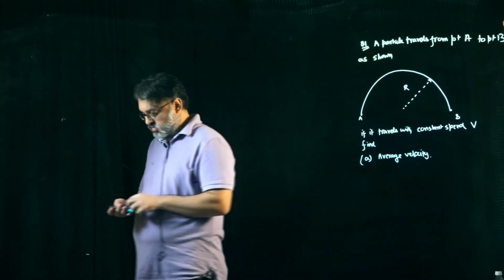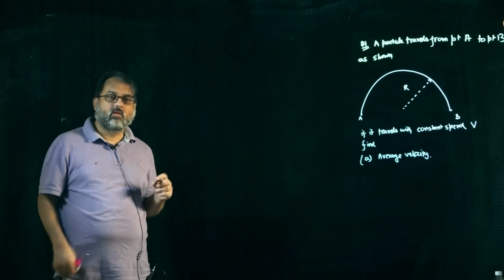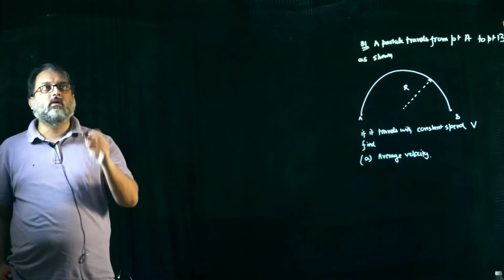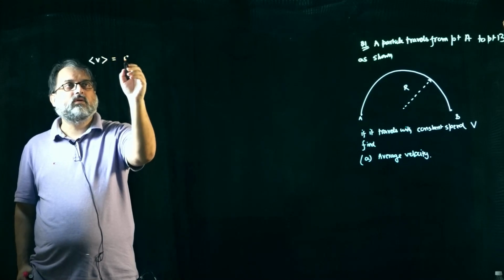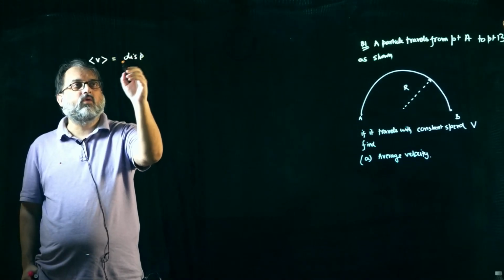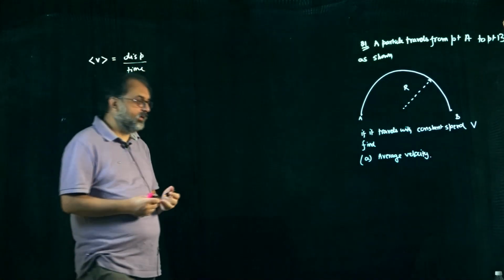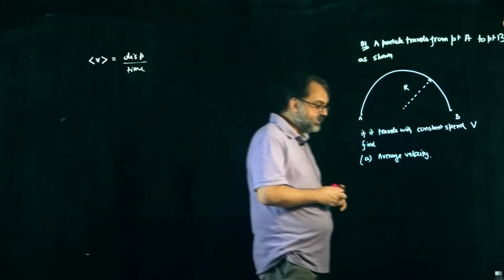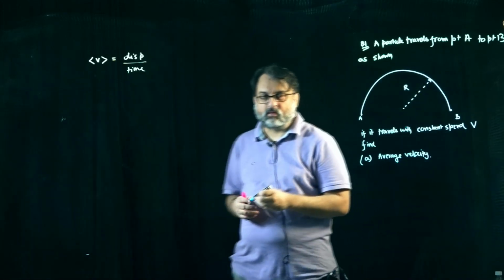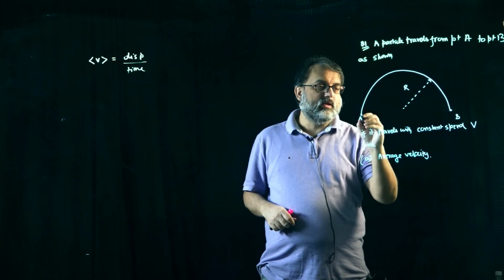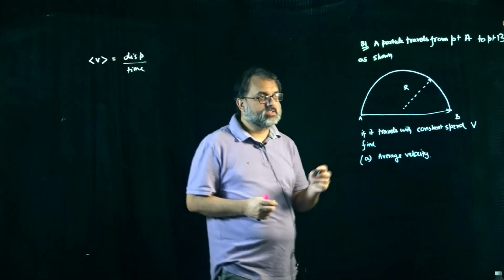Okay, so average velocity, right? Average velocity is equal to displacement over time. And displacement is a vector drawn from the initial location to the final location of the particle. So the displacement vector in this case must be here. This is the displacement.